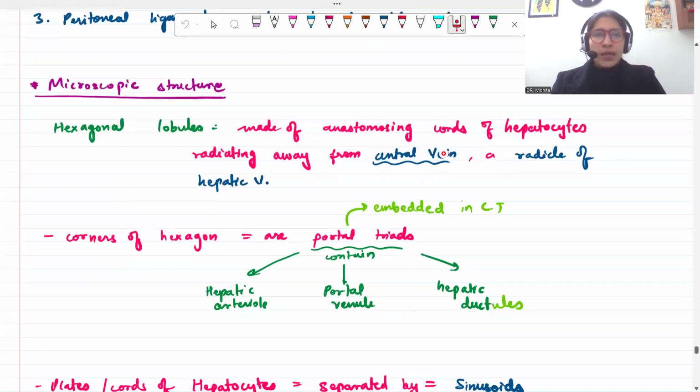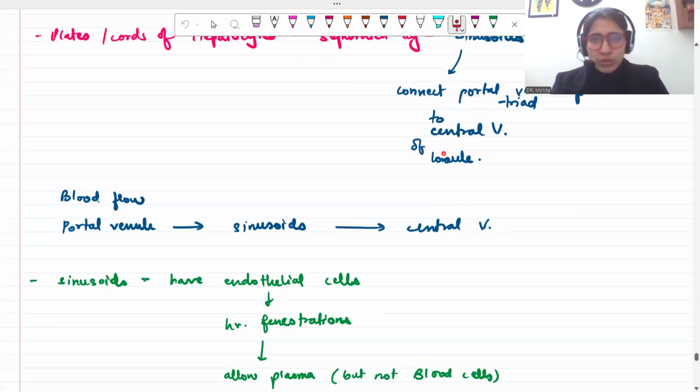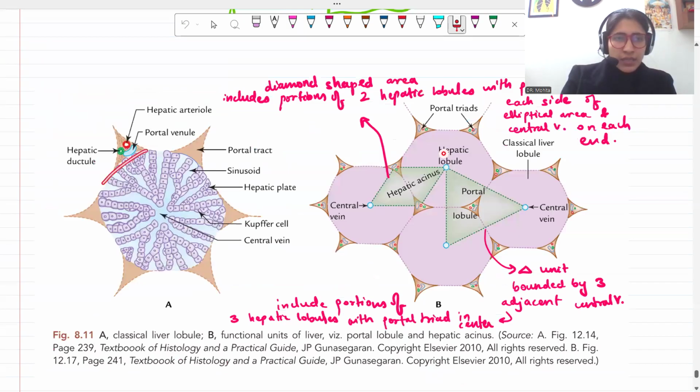Now, talking about the microscopic structure, I'll not tell you more about this, but still you can see there are some hexagonal lobules. Let me show you the diagram. See, these are the hexagonal lobules. At each corner of this hexagon, you have this portal triad. There will be some connective tissue in which the portal triad is present.